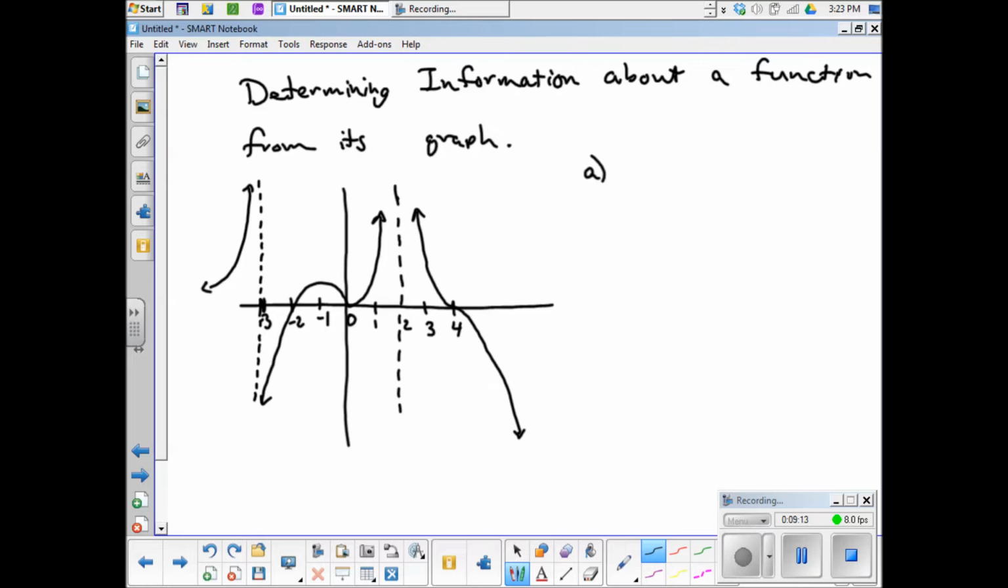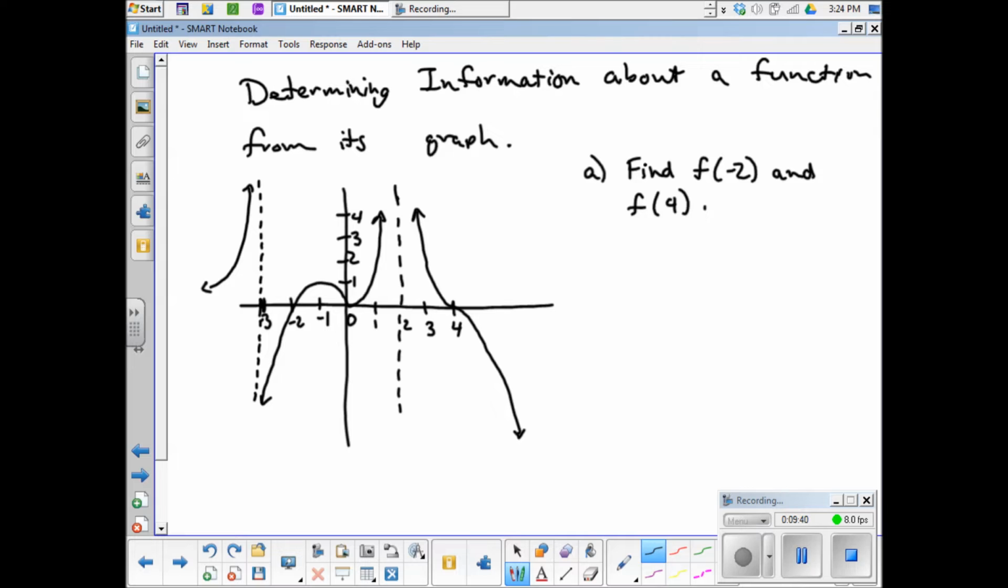Okay, so the first question I'd like to ask is to find the following. So let's find f of -2 and f of 4. Okay? Now let's go ahead and make our y-axis go 1, 2, 3, 4.